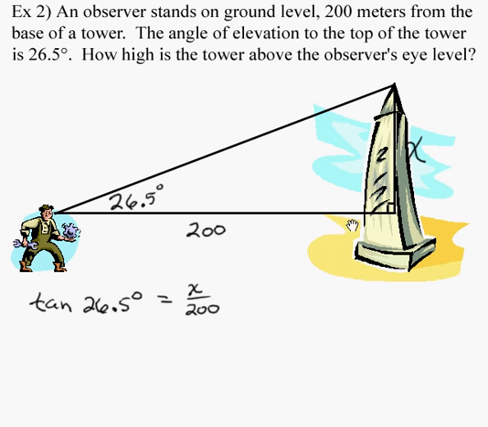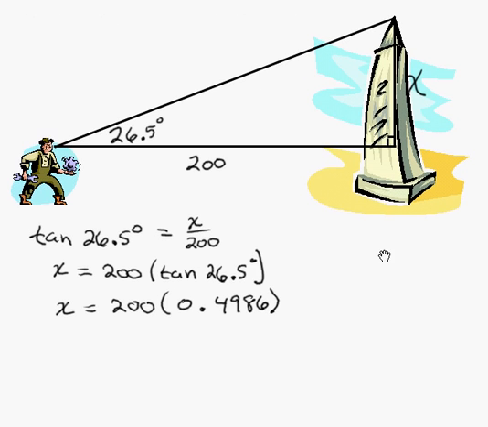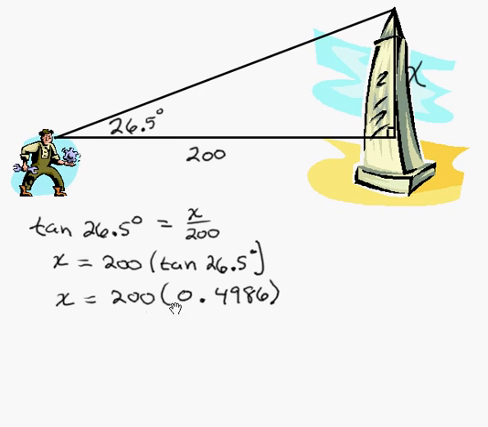All right, to find out what x is then, let's multiply both sides by 200. Let's type 26.5, hit the tangent button, round that off to 4 places. Clear the calculator, take 0.4986 times 200, and the answer is 99.72 meters. So multiply that by 3.3 if you want feet. And if you want to be real world exact, then add the distance from your eye level to the ground into that, and that's how tall the tower truly is.